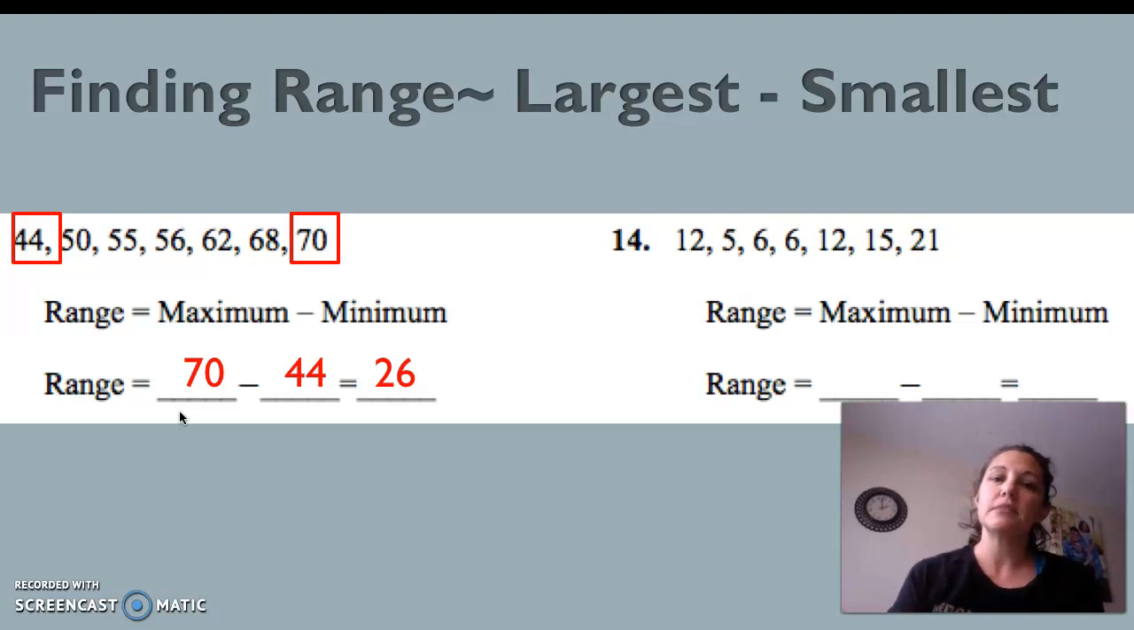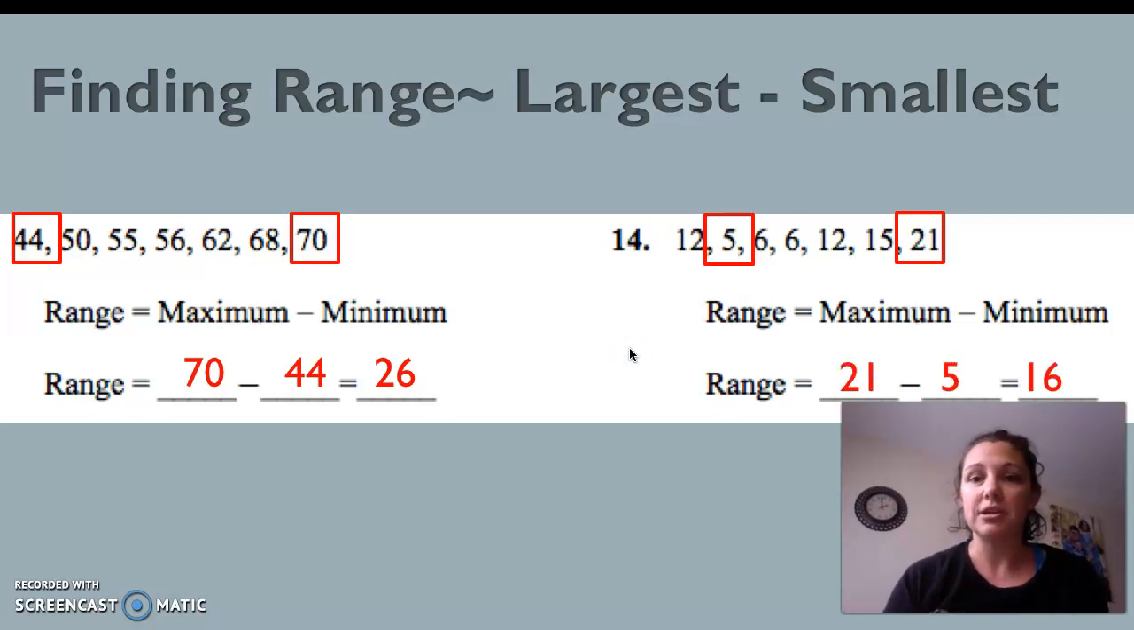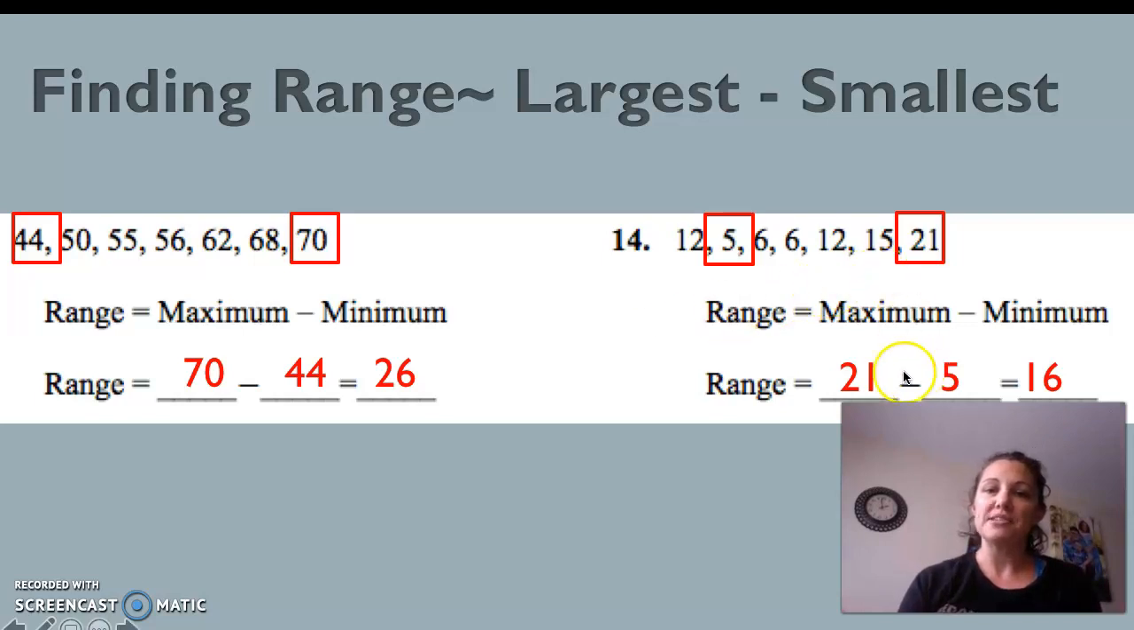In this second example, we have 12, 5, 6, 6, 12, 15, and 21. So we're looking for the minimum and the maximum. The minimum is 5. The maximum is 21. Now make sure you are writing your subtraction problem correctly. The 21 is going to come first. I saw a lot of students flipping that. 21 minus 5 is 16. And that is how you find range.